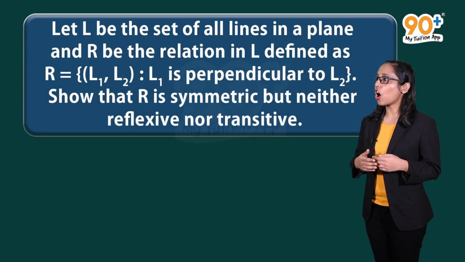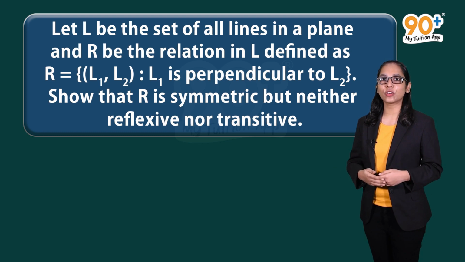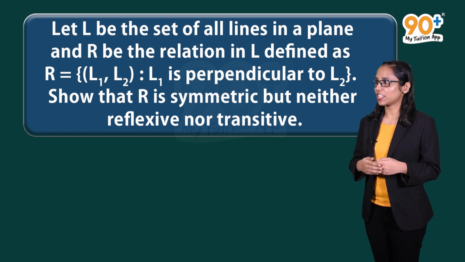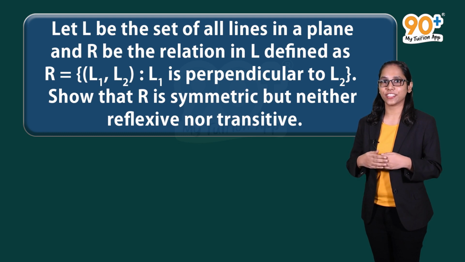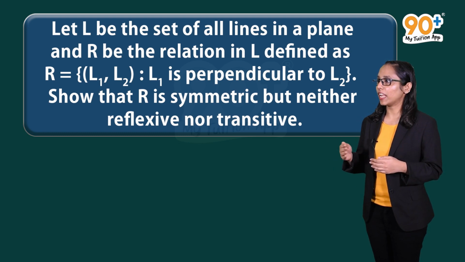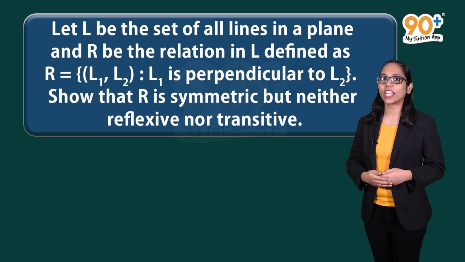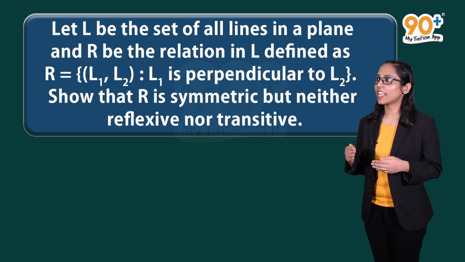Let L be the set of all lines in a plane and R be the relation in L defined as R equal to the ordered pair (L1, L2) such that L1 is perpendicular to L2. Show that R is symmetric but neither reflexive nor transitive. That is, L is the set of all lines in a plane and the relation R is defined as the ordered pair (L1, L2) such that L1 is perpendicular to L2. That is, all the perpendicular lines are related according to the question. So we have to prove that the relation R is symmetric but neither reflexive nor transitive.